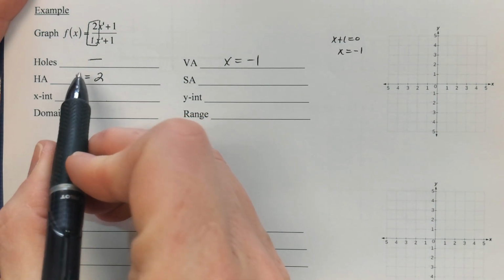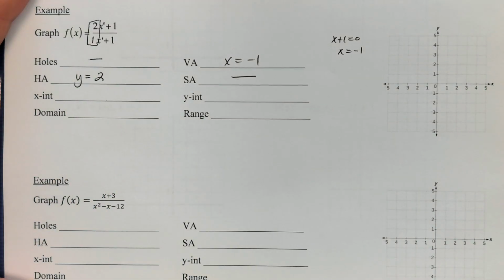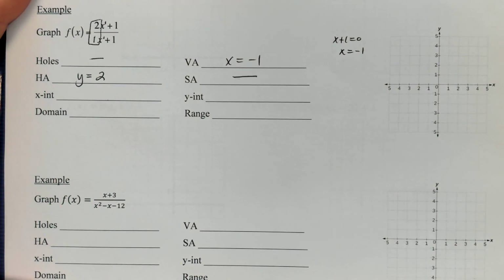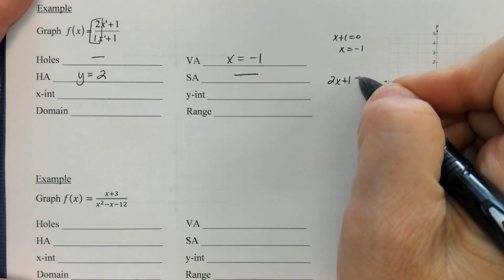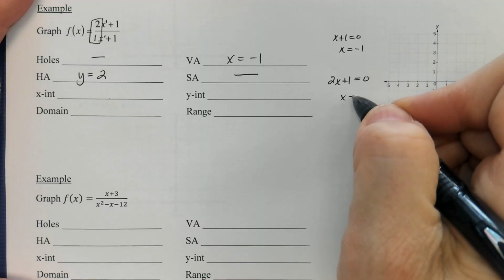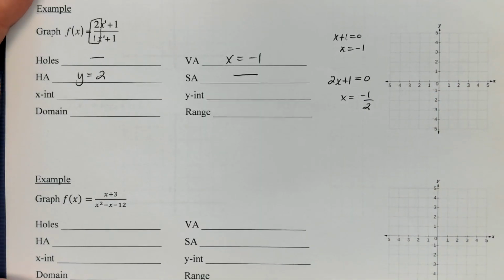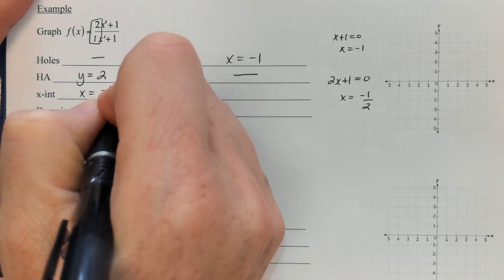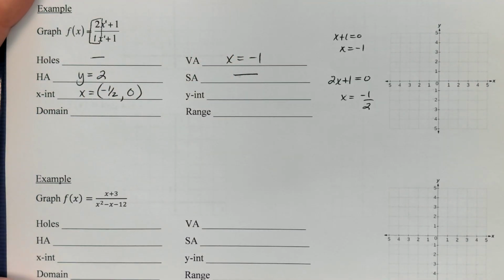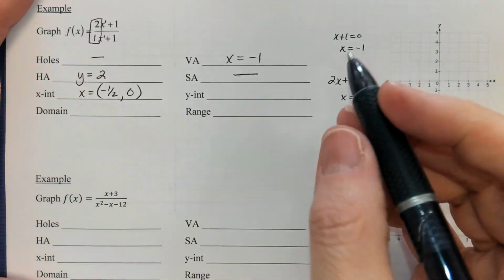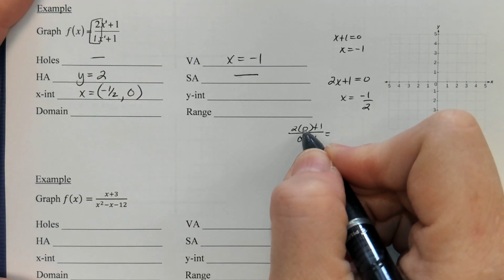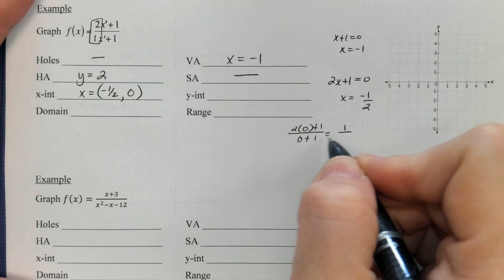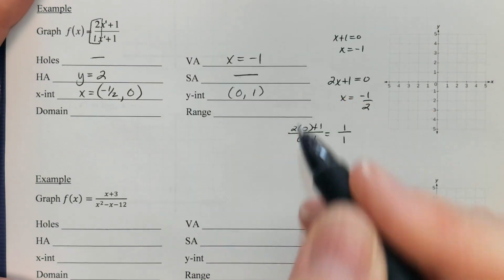You cannot have a horizontal and a slant. So we had a horizontal, so we don't have a slant. We'll do those in a couple days. X-intercept you find by letting your numerator equal 0. So I'm going to take 2x plus 1 equal to 0. I'm going to subtract the 1, divide by 2, so I get x equals -1/2. That is my x-intercept, and that is a point, so we can put that in with a 0. My y-intercept is what happens if I put zeros in for all the x's. So 2 times 0 plus 1 over 0 plus 1. So 2 times 0 is 0, plus 1 is 1. 0 plus 1 is 1, so it looks like my y-intercept is at 1.